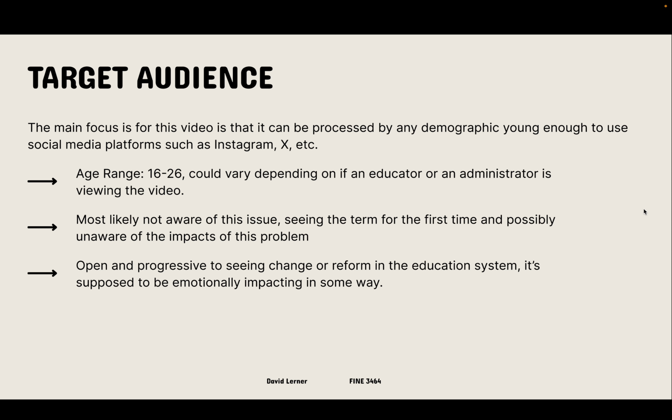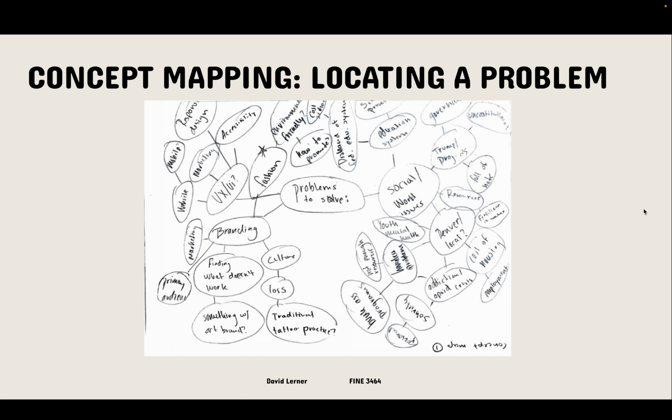and this is wrong. And these people, as with any social commentary, have to be somewhat progressive. They have to want to see change, and they want to see reform, and maybe they have some sort of care for the education system, and it's understandable that most don't because of how it impacted them. But I wanted it to be impactful emotionally in some way.